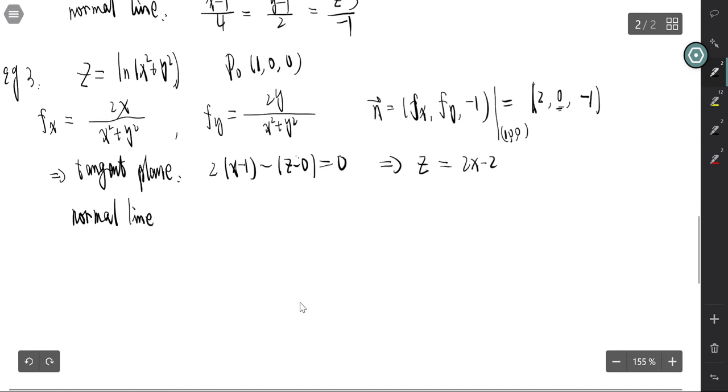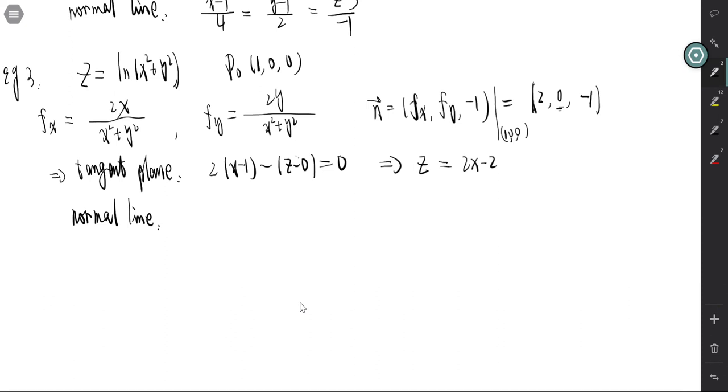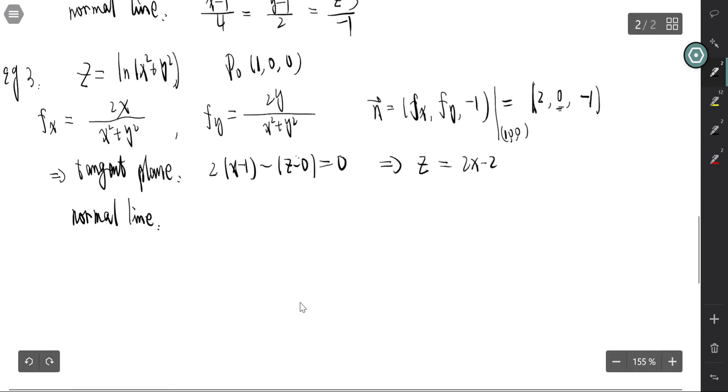For the normal line, it's not good to write it as a symmetric equation. We use the parametric equation: x equals 2t plus 1, y equals 0, because the y coordinate of this point is 0, and z equals negative t. That's the normal line. Okay, that's the tangent plane and the normal line of a surface at some point.